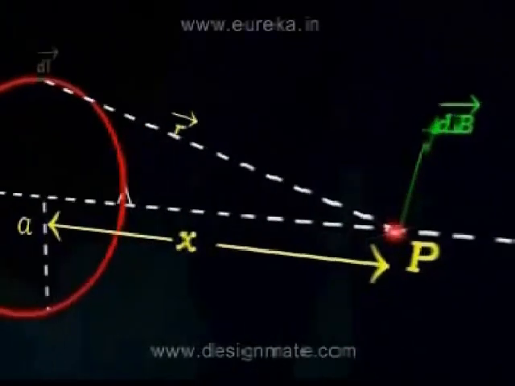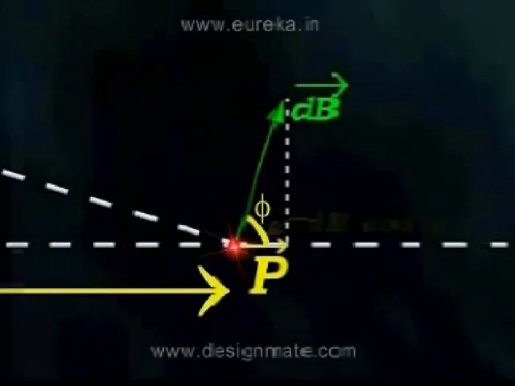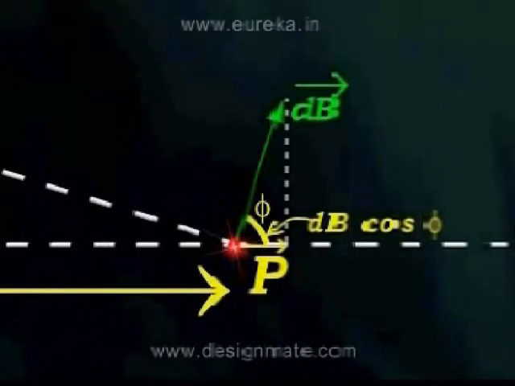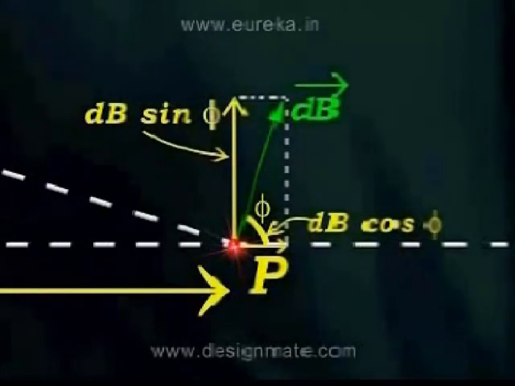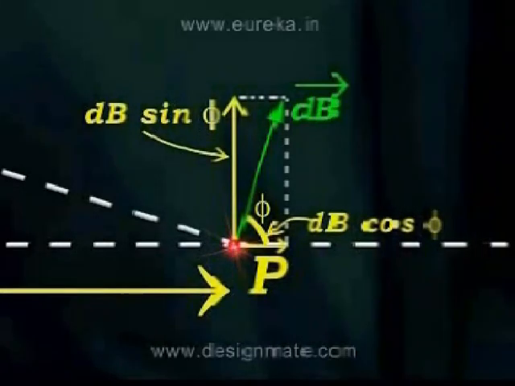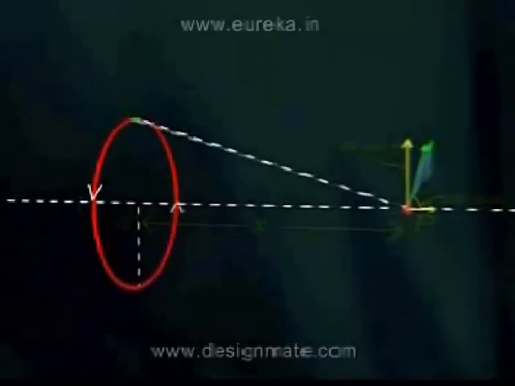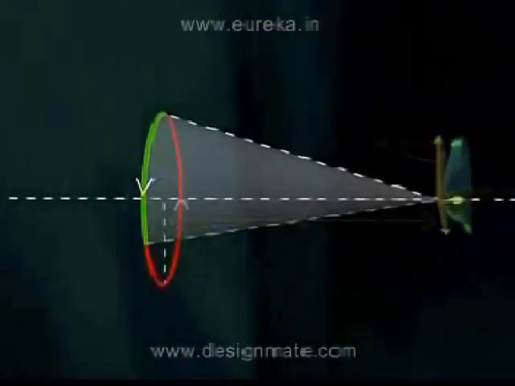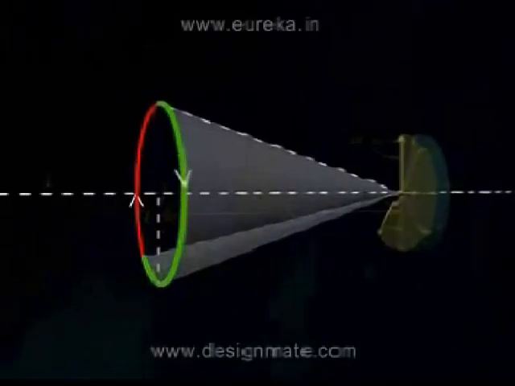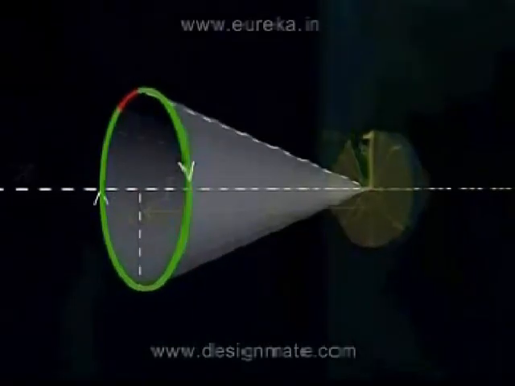This field vector dB can be resolved into two components, viz. a component dB cos phi parallel to the x-axis and a component dB sin phi perpendicular to the x-axis. The total field is a vector sum of the elemental fields vector dB contributed by different elements of the entire ring.